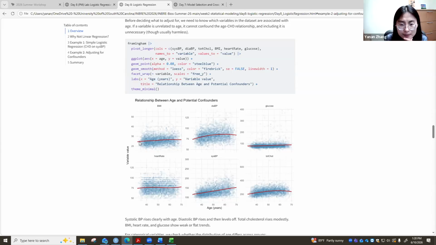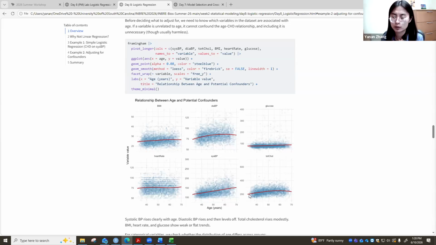From this plot, we can see BMI, I would say it's a weak association. Diastolic blood pressure may go up, then level off. Glucose, I would say it's a weak association. Heart rate is almost parallel, so probably there's no association with age. Systolic blood pressure, yes, we can see a strong relationship with age. With age increase, systolic blood pressure goes up.